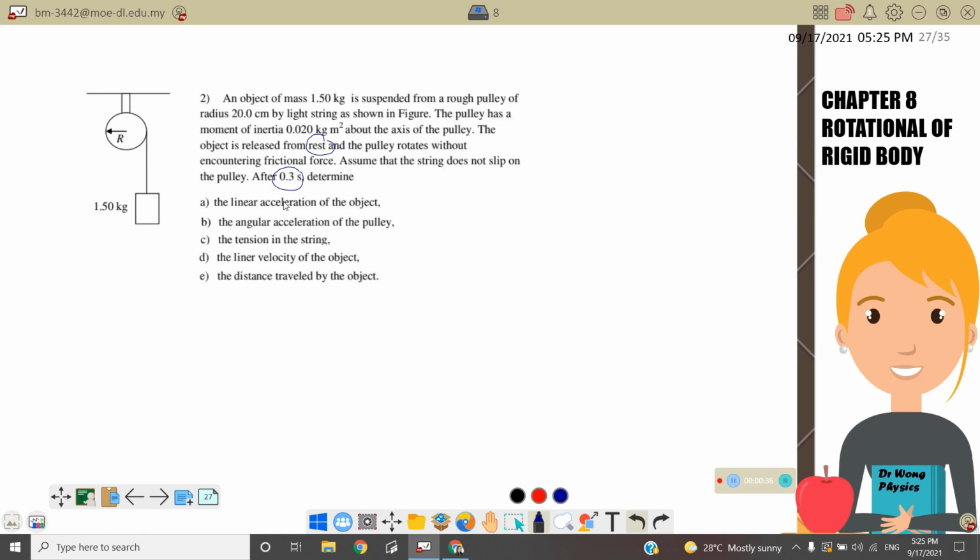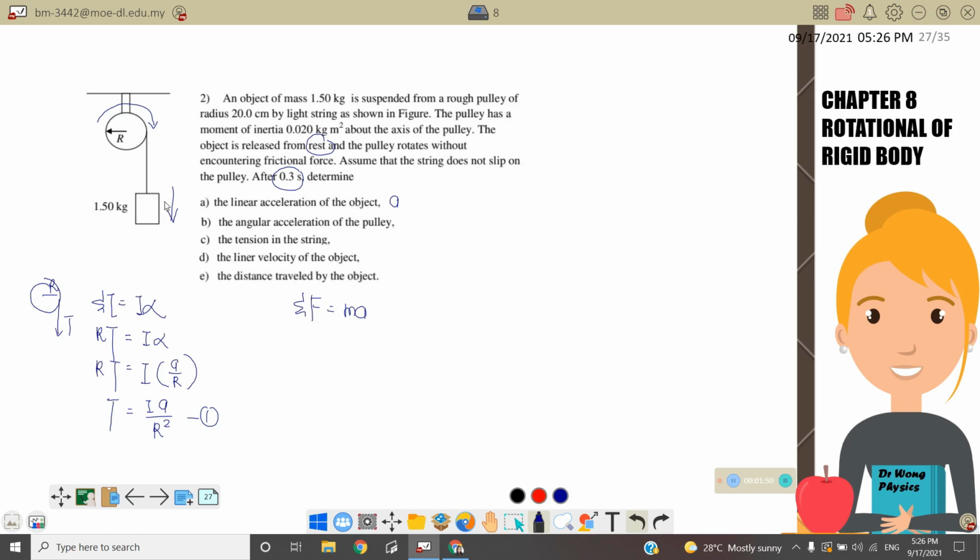So after 0.3 seconds, determine the linear acceleration, meaning that we want to find a. For this question, actually it applies Newton's second law. The pulley is rotating, so it experiences a net torque where our net torque equals I alpha. At the same time, this object of 1.5 kg experiences a net force going downward, so F net equals ma. If you refer back to the pulley, this pulley is rotating downward. Here is tension, and the radius is r. So our net torque is r times the tension equals I alpha. We can change alpha into a over r. So therefore, tension equals I a over r squared. This is our first equation.